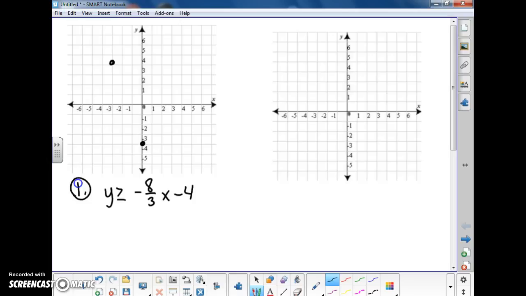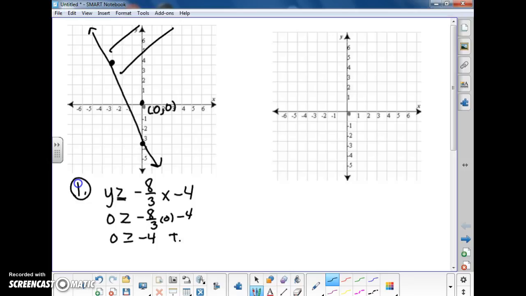1, 2, 3. Good. Make a line. And since it's greater than or equal to, the line is solid, so I'm going to leave it solid. Now I need to shade. I'm going to use 0, 0 as my test point. 0 is greater than or equal to negative 4. Since that's true, I'm going to shade the region containing 0, 0.